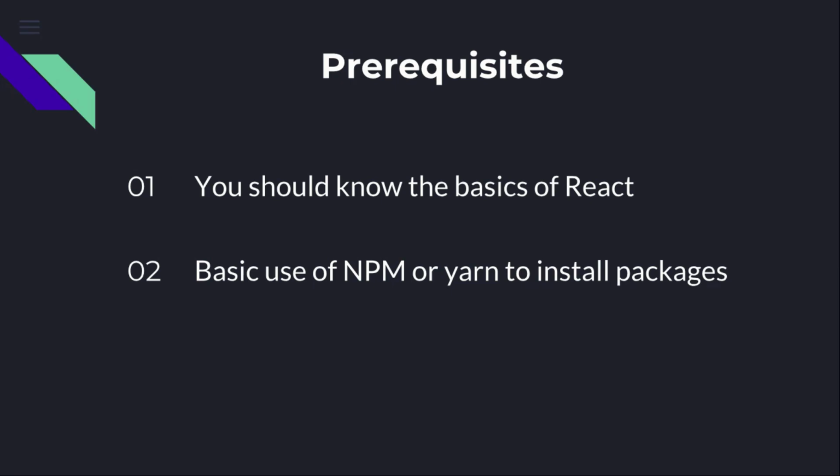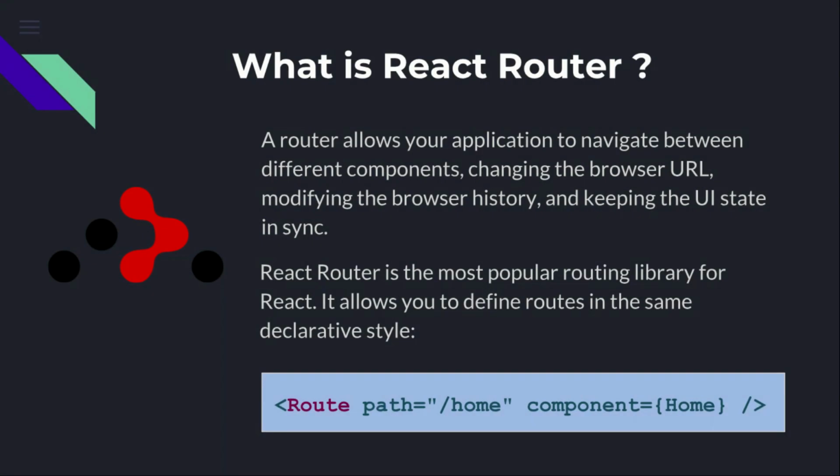Now let's go ahead and see what is React router. A router in general is something that helps you navigate between different components by changing the browser URL and modifying the browser history. It also helps you keep the UI state in sync. As we all know, React is a popular library for building single page applications. These applications are really fast, easy to deploy, and give us a great user experience.